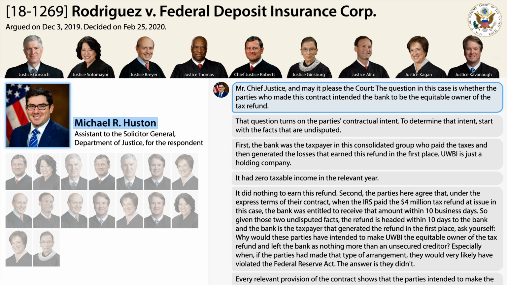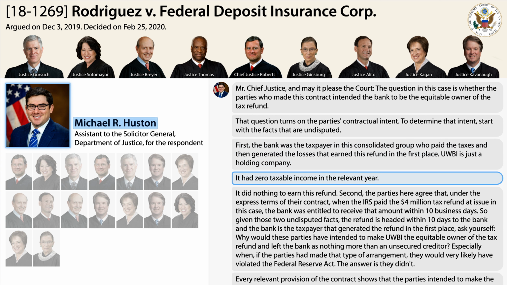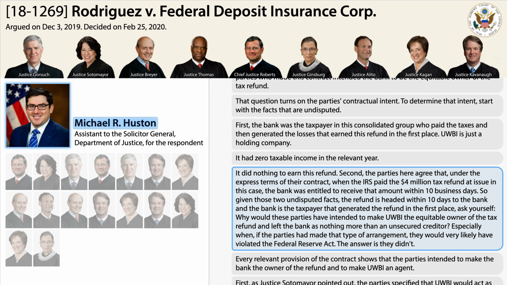Mr. Chief Justice, and may it please the Court. The question in this case is whether the parties who made this contract intended the bank to be the equitable owner of the tax refund. That question turns on the parties' contractual intent. To determine that intent, start with the facts that are undisputed. First, the bank was the taxpayer in this consolidated group who paid the taxes and then generated the losses that earned this refund in the first place. UWBI is just a holding company. It had zero taxable income in the relevant year. It did nothing to earn this refund.